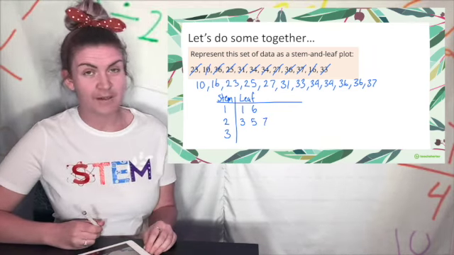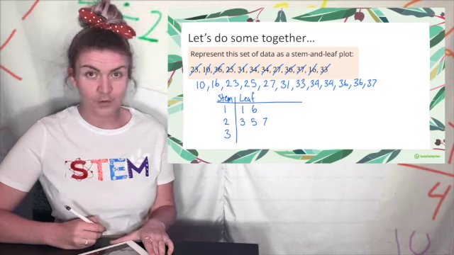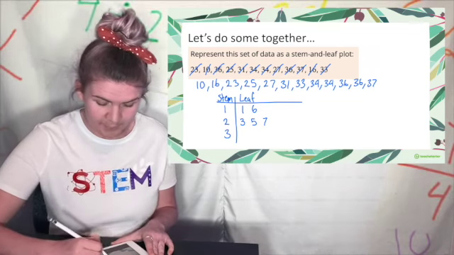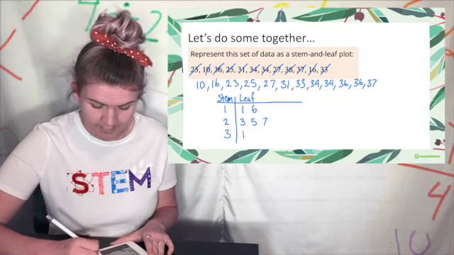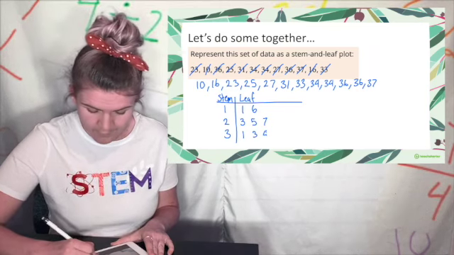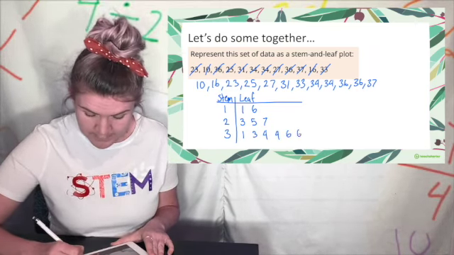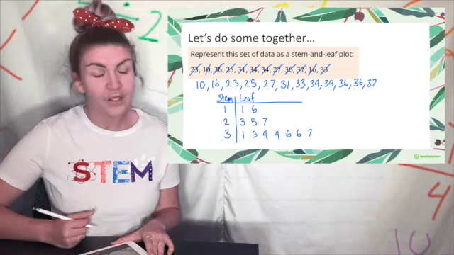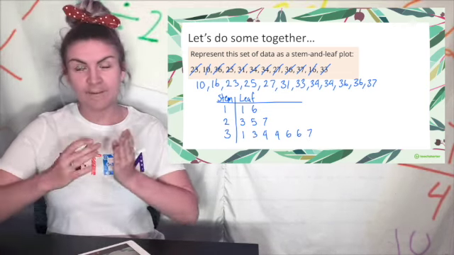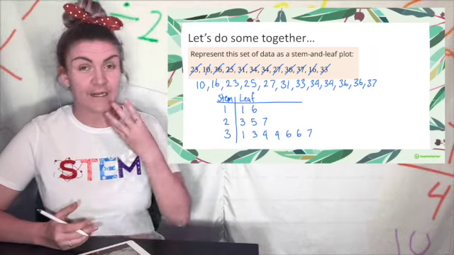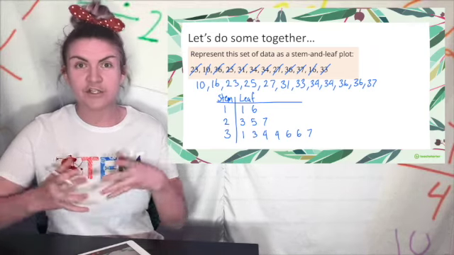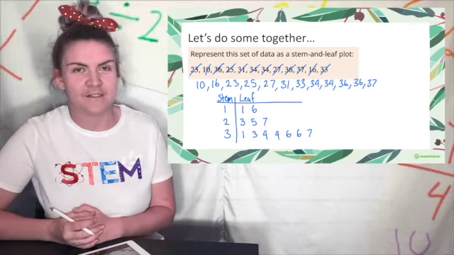Now I'm just going to do my stem of 3, which is all the rest of my numbers. And I'm going to put the 1 directly underneath. 3, 4, 4, 6, 6, 7. The reason we need to make sure they line up and they're evenly spaced is so that we can easily visually see which is the greatest and which is the smallest stems.